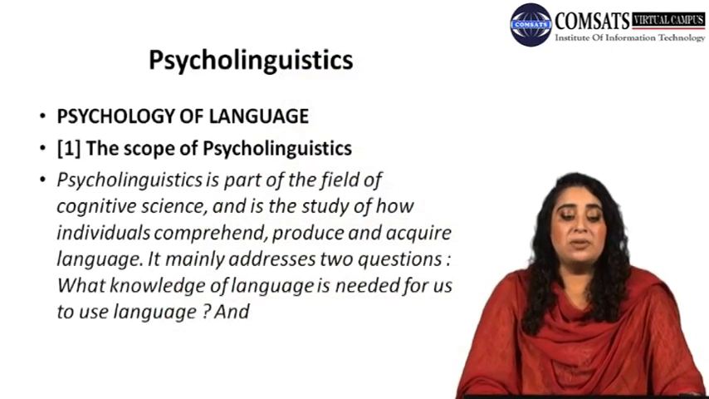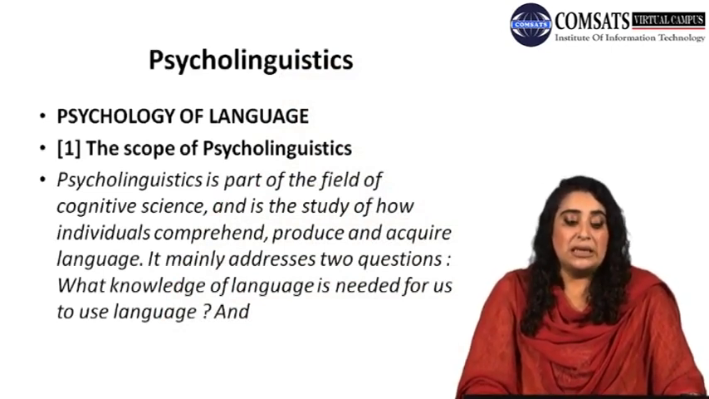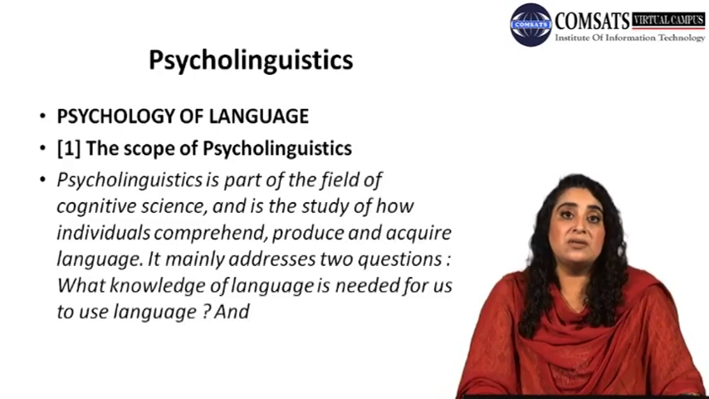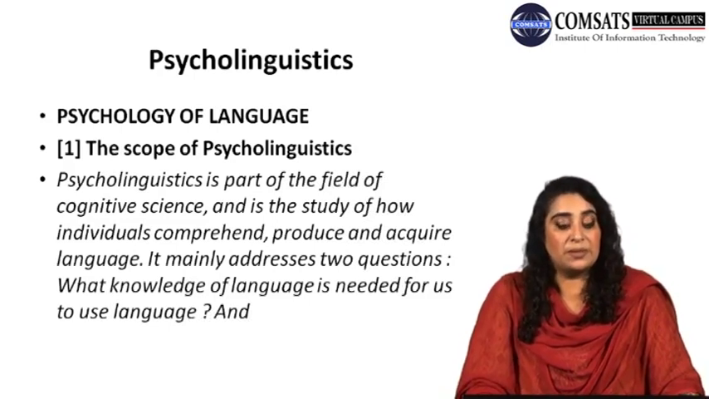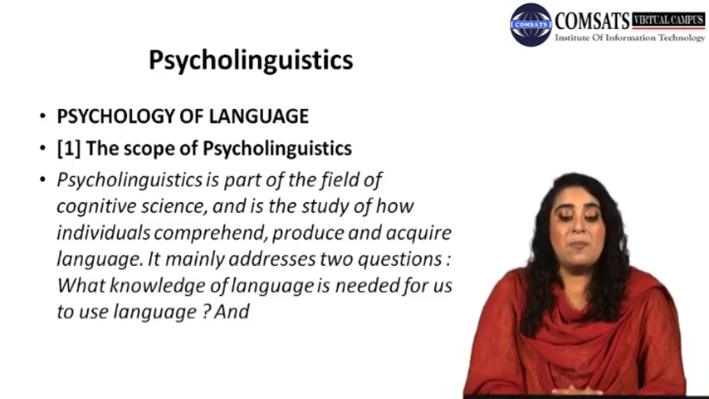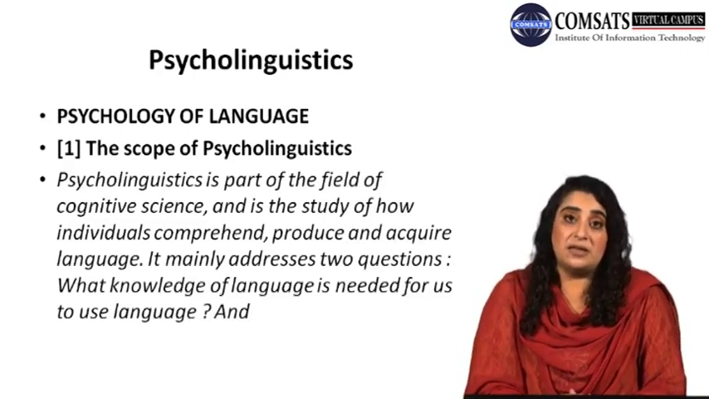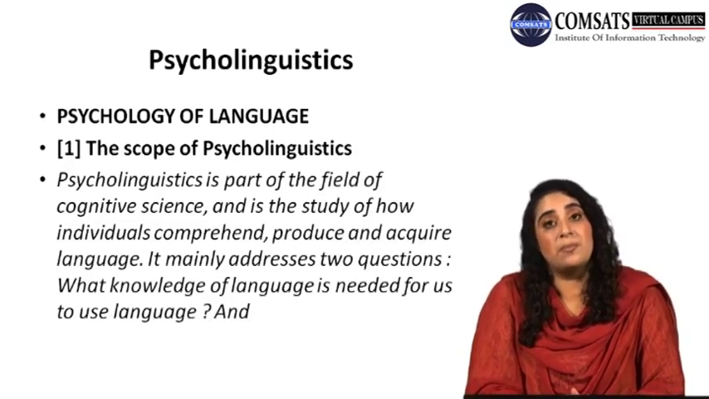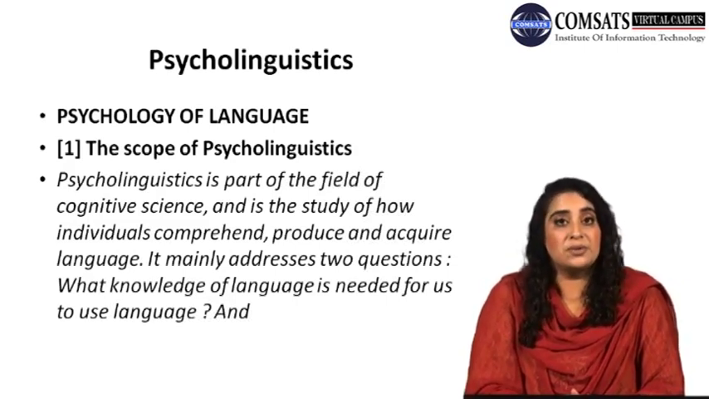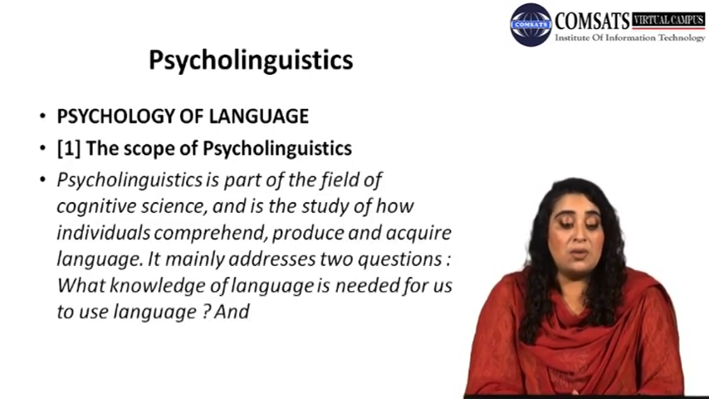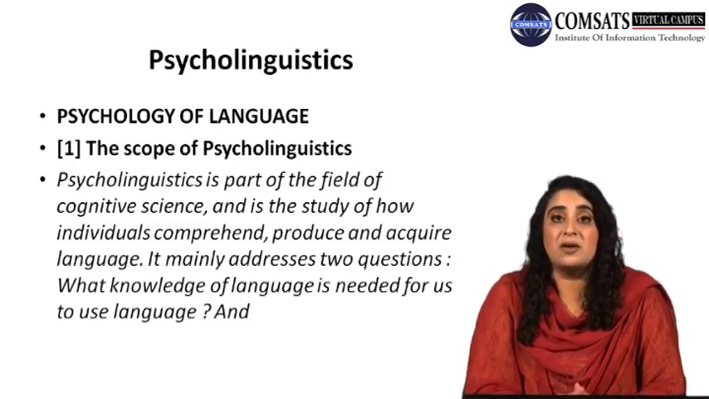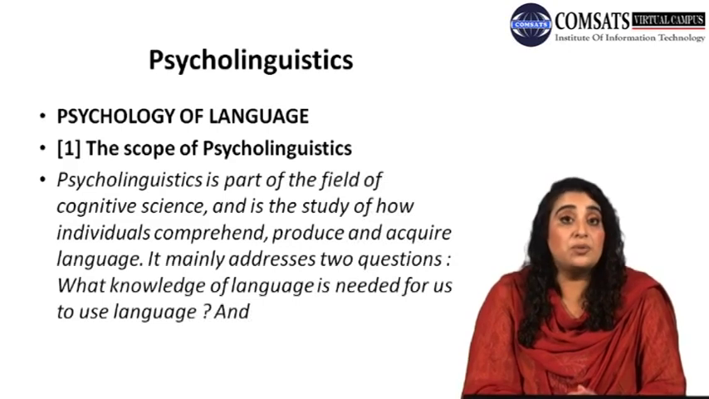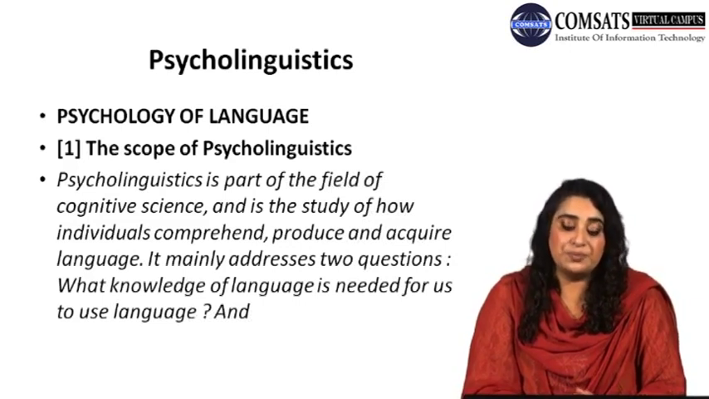So we were studying about the psychology of language. Now today what we want to study is the scope of psycholinguistics. Now psycholinguistics is part of the field of cognitive science. We've already discussed that, and it is the study of how individuals comprehend, produce and acquire language. So how individuals comprehend, that means how they would understand it, how they would produce it, like deliver the language, and how they acquire the language.